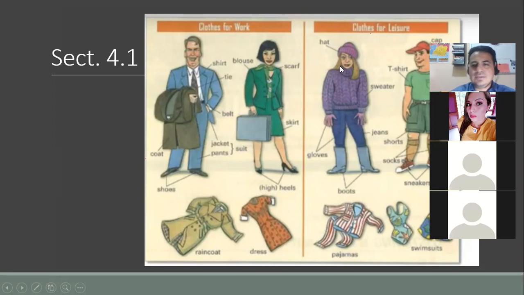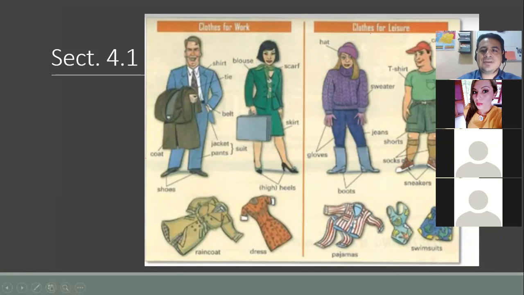Now let's go to leisure. When you're relaxing. Hat. Repeat. Sweater. Gloves. En los países fríos, or maybe si vives en el hospital. Jeans. Boots. Pajamas. Very good. Now look at the guy here. Cap. You can also say hat. Solo que hat es más como sombrero, pero you can still say hat.